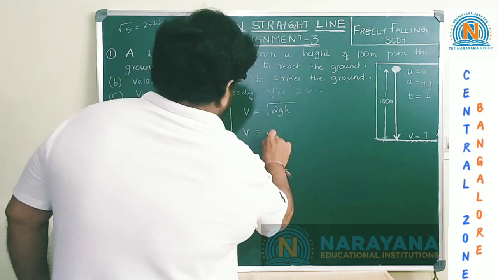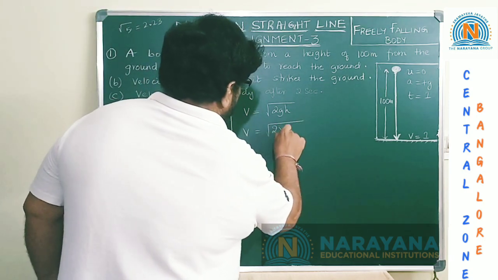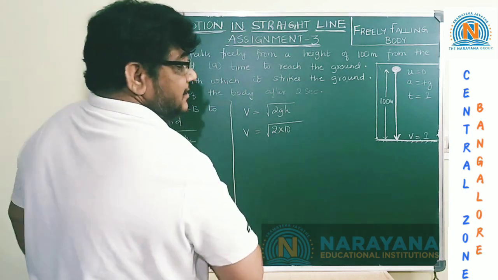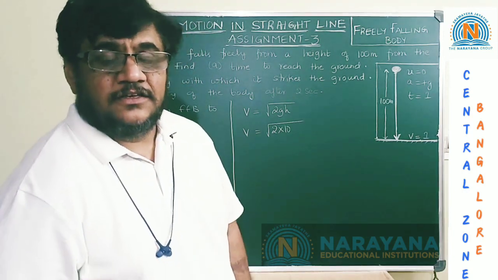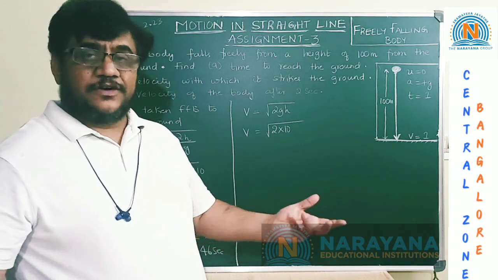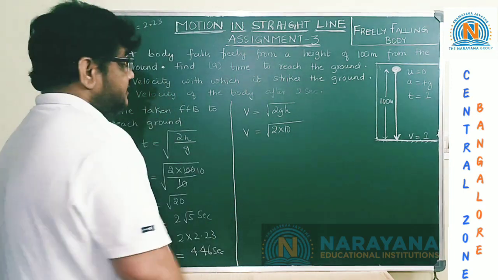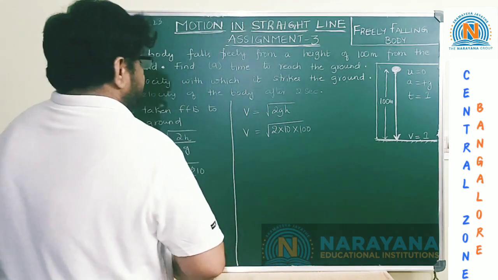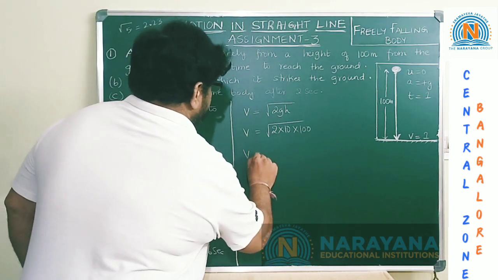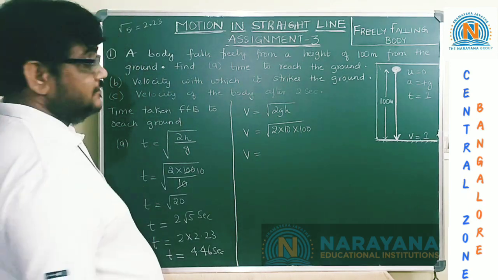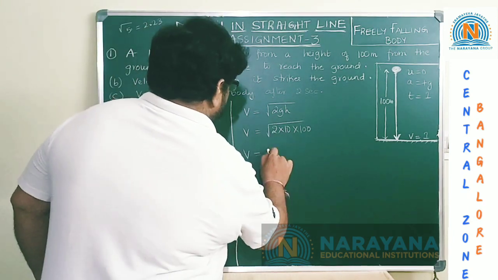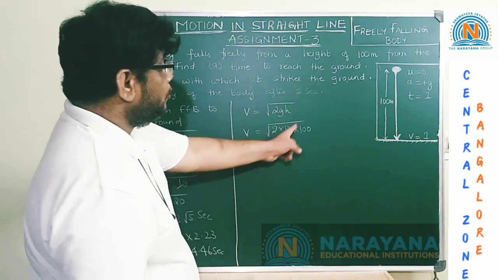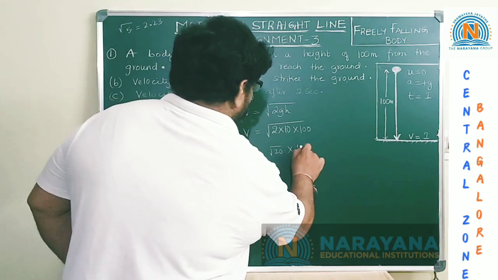So v = √(2 × g × h), where g is 10 meter per second square. Actually it is 9.8, but to make calculations easy, you can take the g value as 10 meter per second square, into 100. So v = √20 into √100, that is 10.